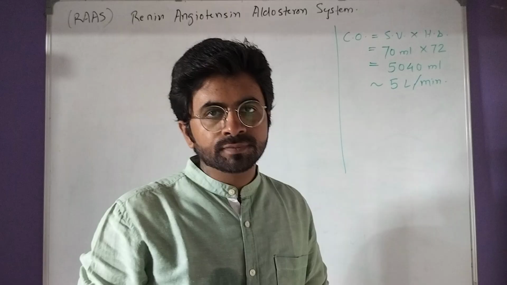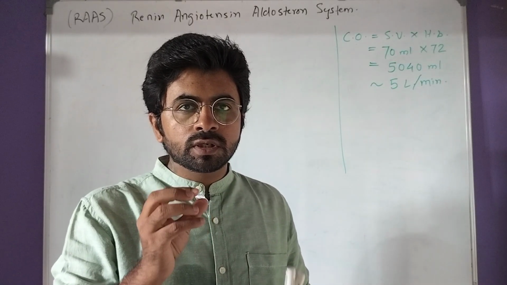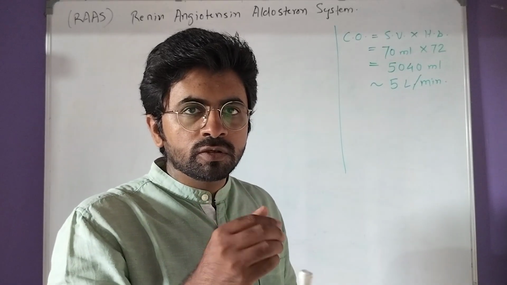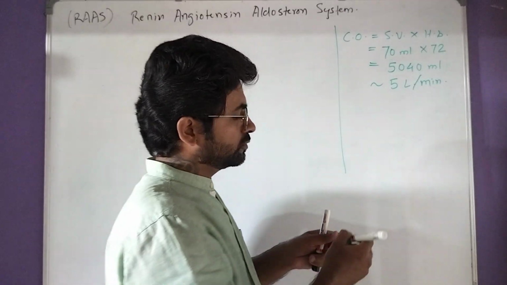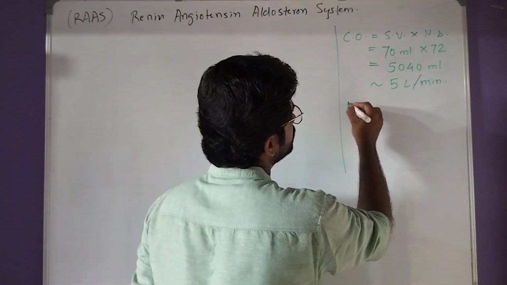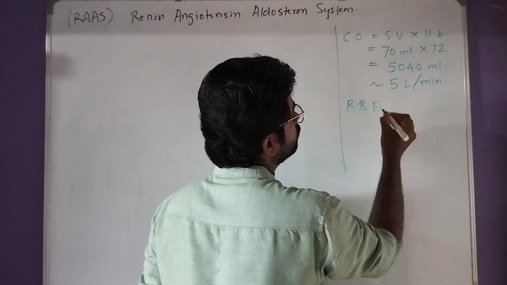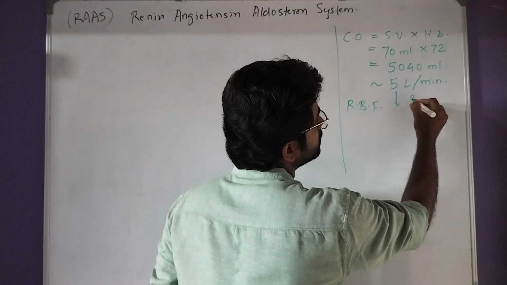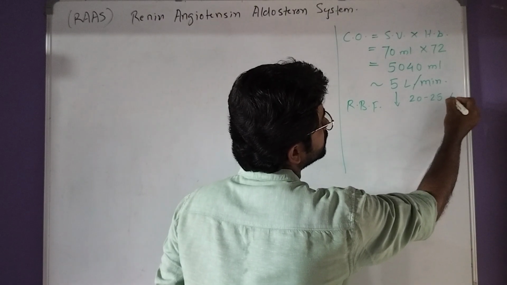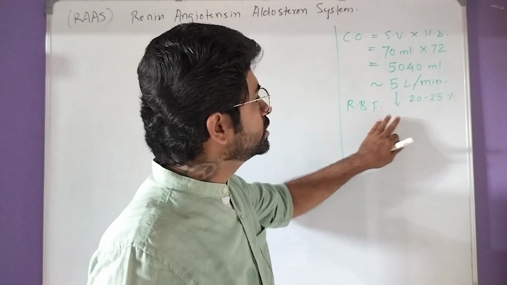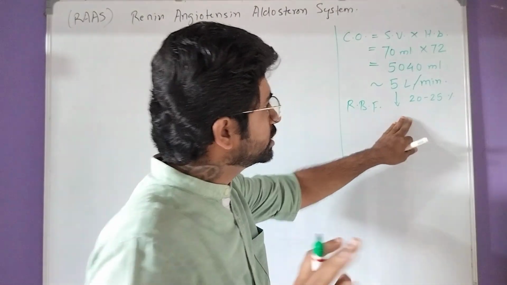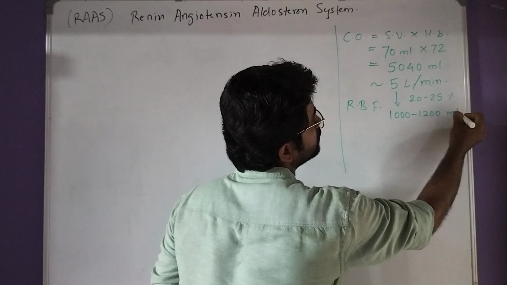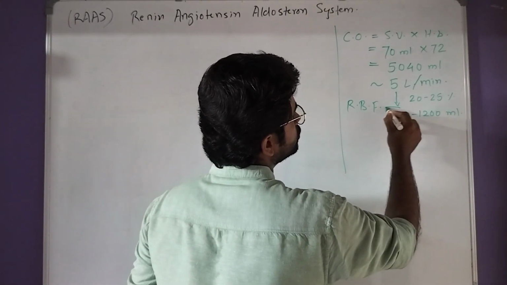It means the heart pumps 5 liters of blood per minute. Out of which, how much blood comes to the kidney? That is your renal blood flow. The amount of blood flowing inside the kidney is your renal blood flow, and out of this 5 liters, near about 20 to 25% of blood flows in both the kidneys, not a single kidney, which is 1000 to 1200 ml. So this becomes your renal blood flow.